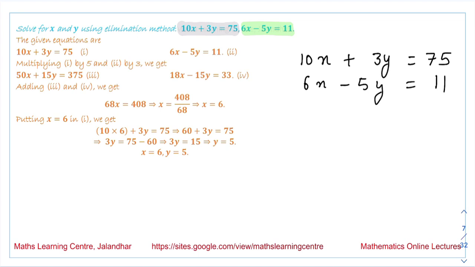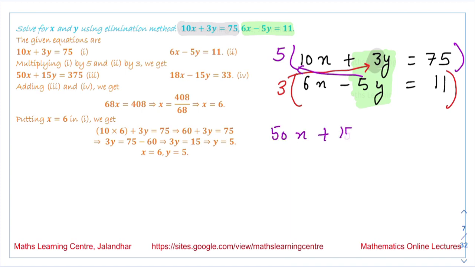What we are going to do is look at these numbers. Suppose we want to eliminate this y from both these equations. The coefficient of y over here is 3. So we are multiplying this second equation with 3, and we are multiplying this whole first equation with 5, the coefficient of y. So the new equations will become 50x plus 15y is equal to 375, and the second equation we get is 18x minus 5y is equal to 375.